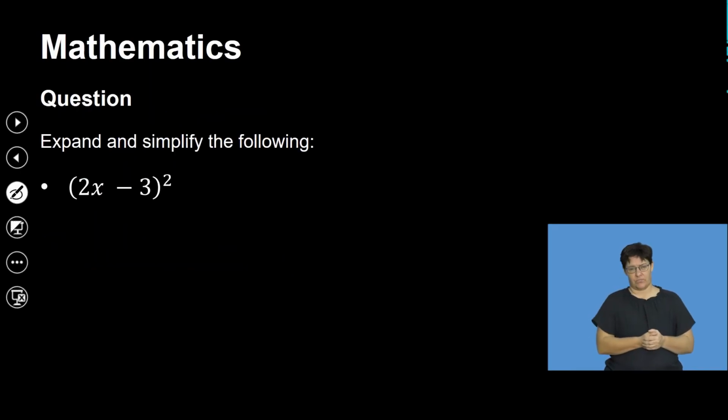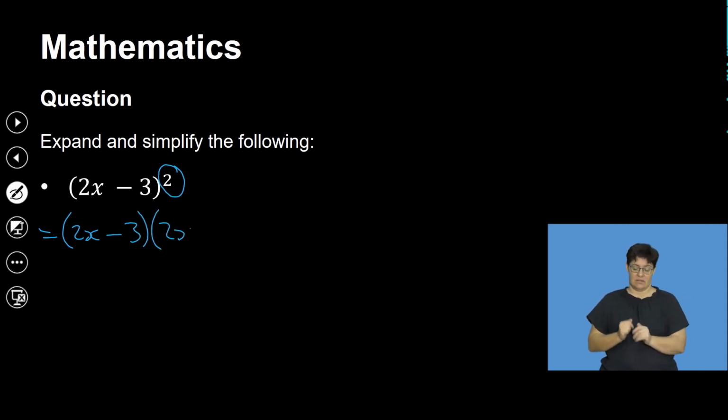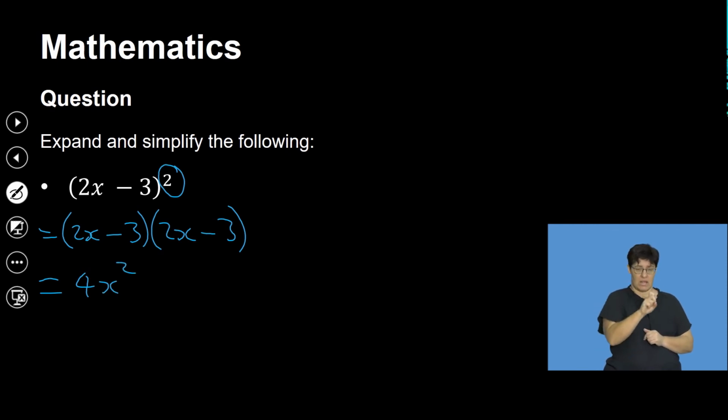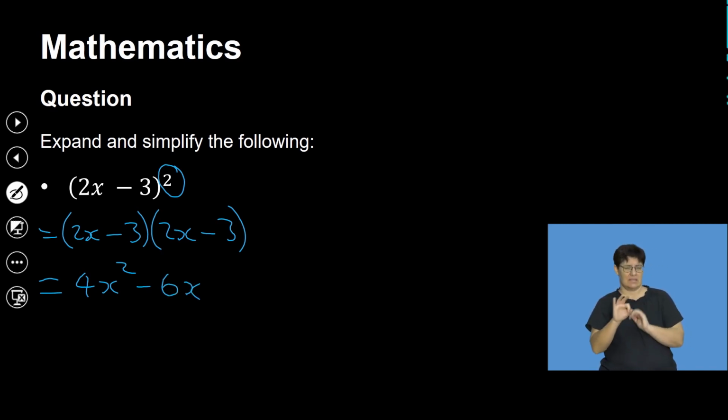Now, the second example has to do with squaring a binomial. Remember, when we talk about squaring something, it is multiplying the same binomial by itself. So this becomes 2x minus 3 multiplied by 2x minus 3. And this will then be equal to the 2x multiplied by the 2x. This will be 4x squared. The 2x multiplied by negative 3 will be negative 6x. And then the negative 3 by 2x will be negative 6x as well.